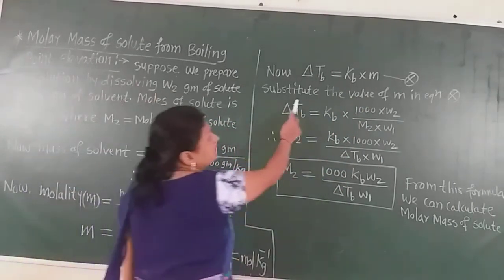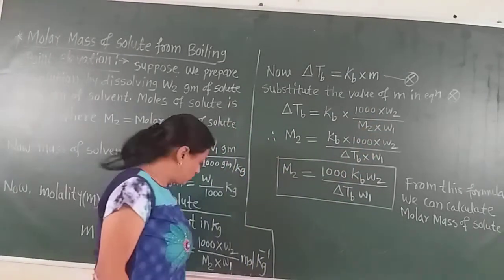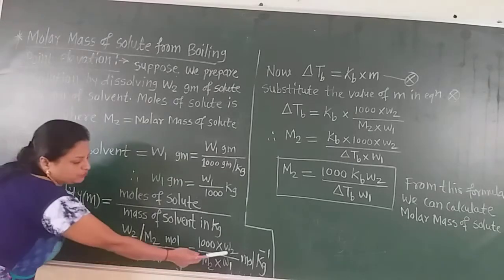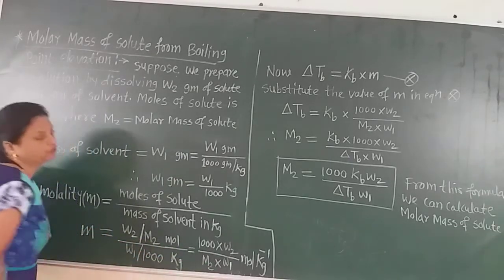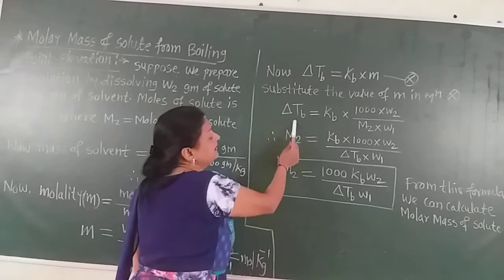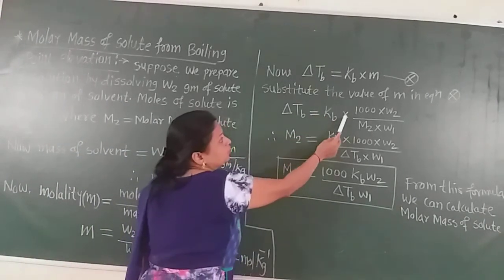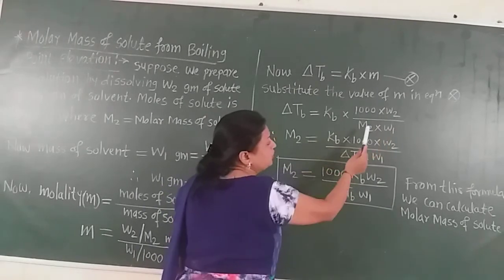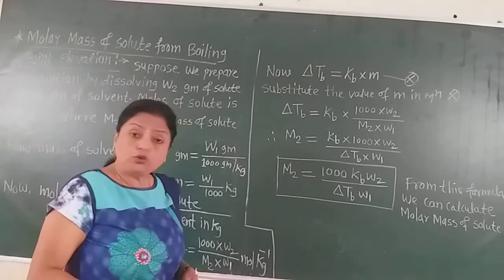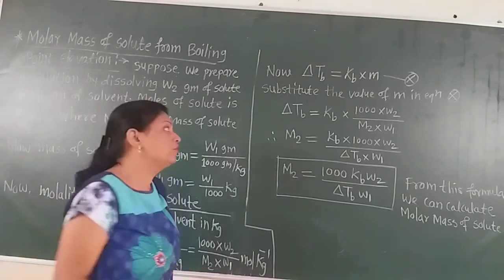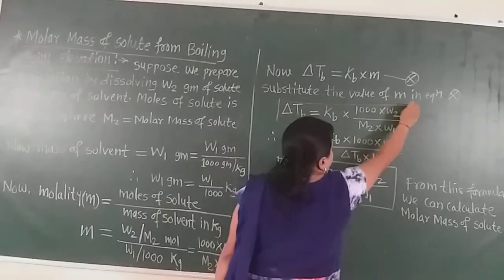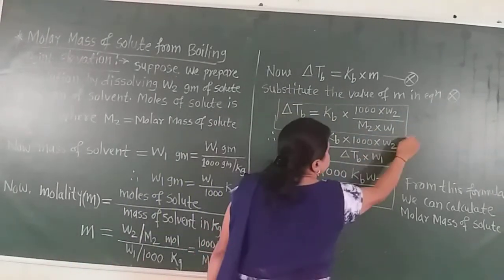Now substitute the value of m, the molality, as 1000 into W2 divided by M2 into W1 in the equation. Then we obtain delta TB equal to KB into 1000 into W2 divided by M2 into W1. If we want to calculate the elevation in boiling point, we use this formula.